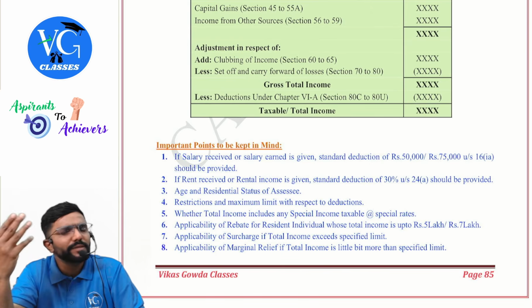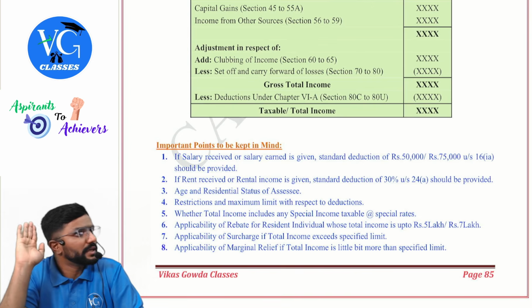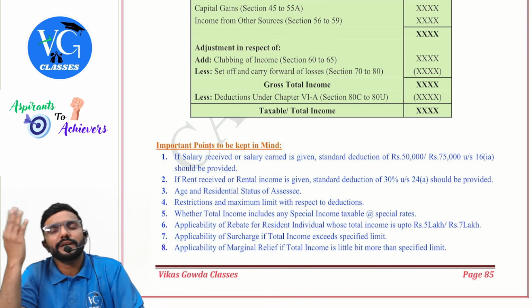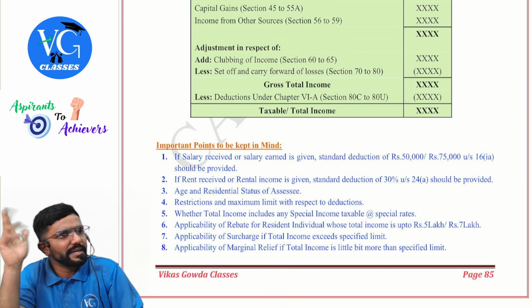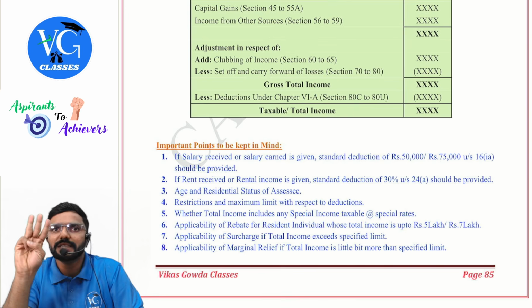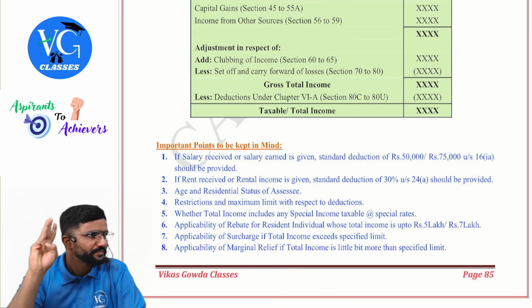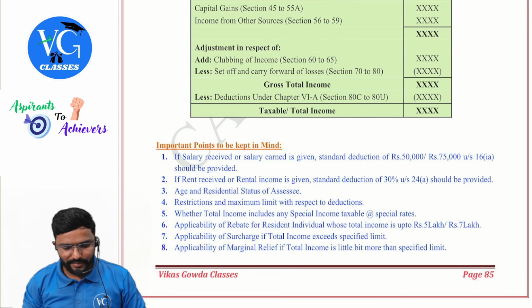Sir, what if they have given municipal tax paid, interest and all? Consider it. If the question is silent, ignore those two. Municipal tax paid and interest you ignore. But the standard deduction of 30% you provide for sure. Okay. Then please be careful.